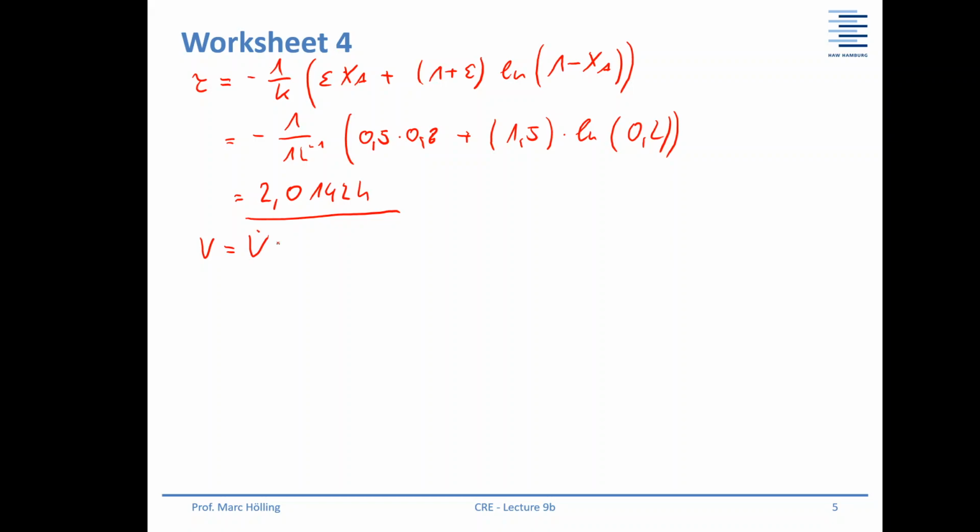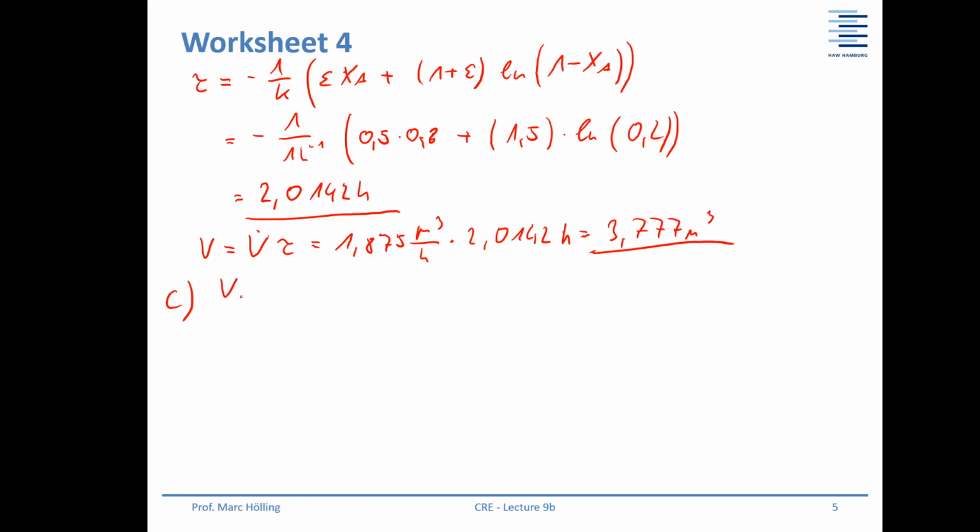So the reaction volume is just the volume flow times the residence time, and this is 1.875 cubic meters per hour times 2.0142 hours, and then you have 3.777 cubic meters.